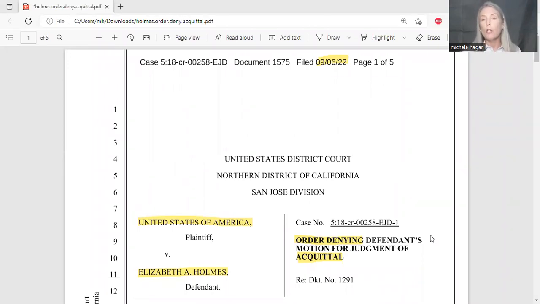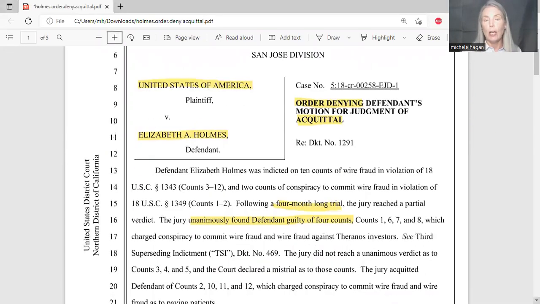So this is the order denying defendant's motion for judgment of acquittal. This was filed by Elizabeth Holmes. She was asking the judge to throw out the jury's verdict because she was claiming there wasn't sufficient evidence to uphold these verdicts. Judge found otherwise. Judge denied it. So let's take a look at what did the judge say.